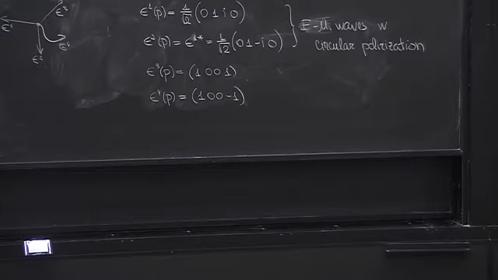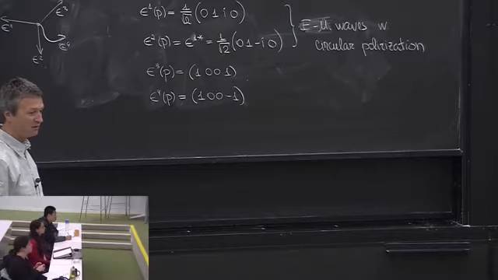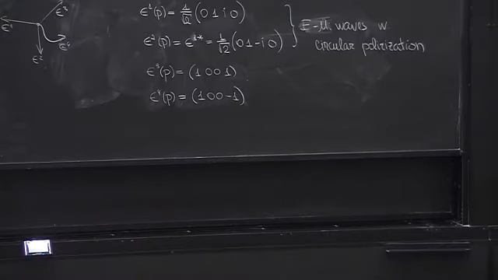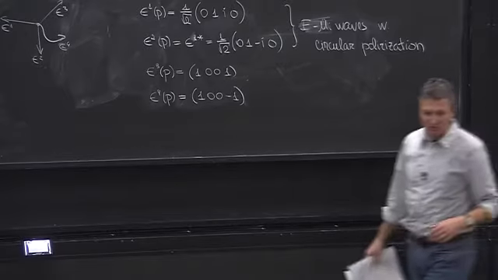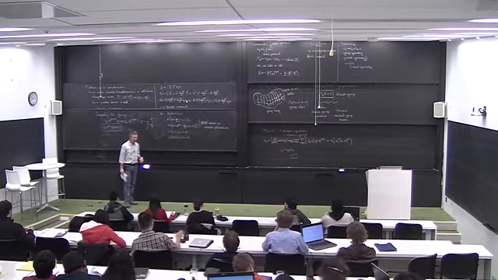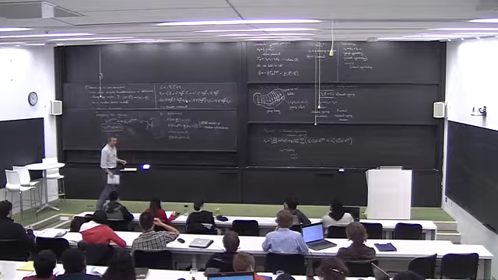Yes? I'm trying to see how E1 and E2 describe circularly polarized waves. I thought that they should depend on time. Time dependence sits in here, in these oscillating exponentials. You'll do an exercise in tutorials which will remind you how it works.